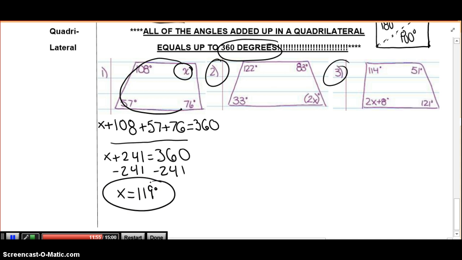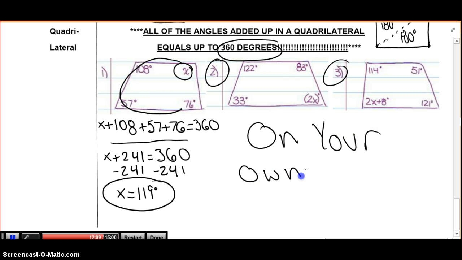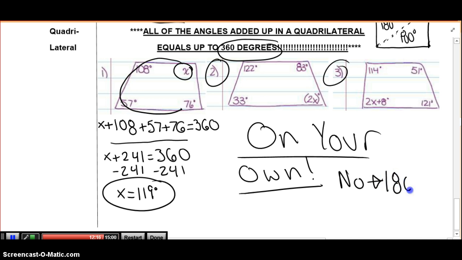Again, I want you to come back the next time we meet, and I want to see numbers 2 and 3 done. Numbers 2 and 3 are on your own. And what are we not going to see? No 180s. More 360s. Remember, quadrilaterals add up to 360.